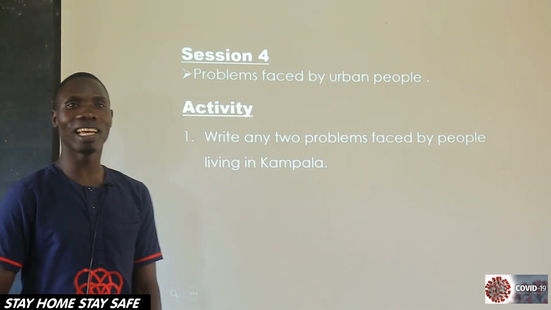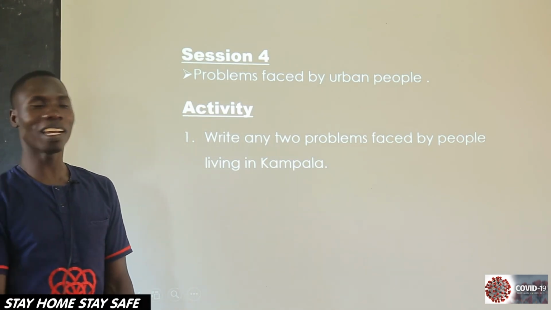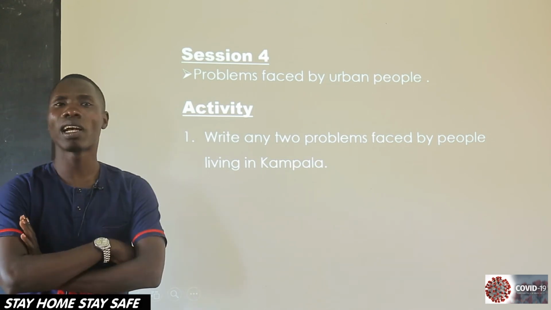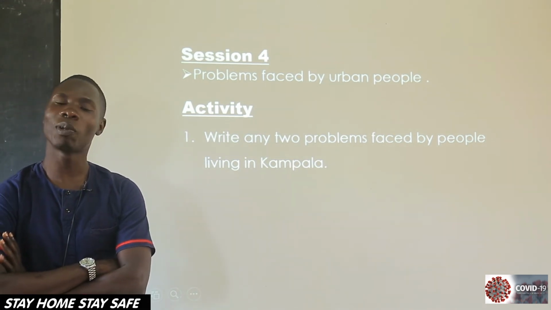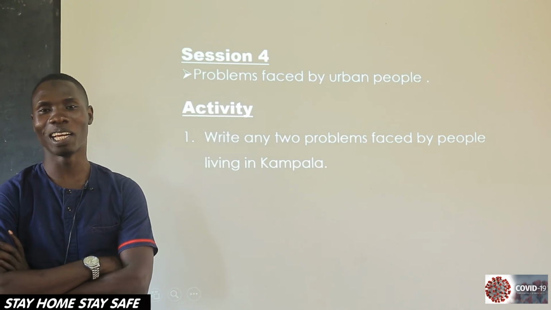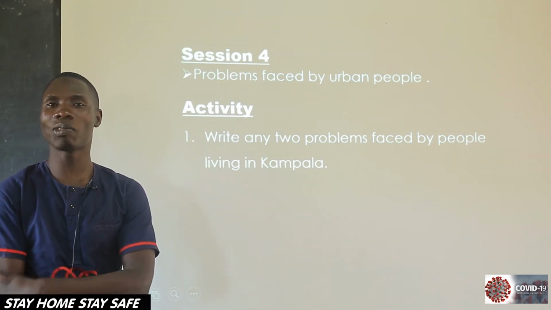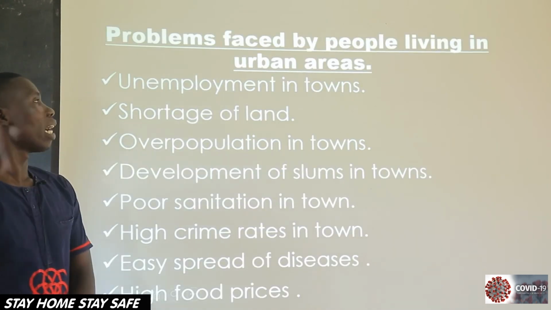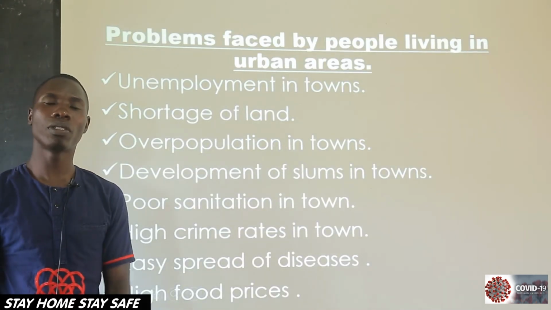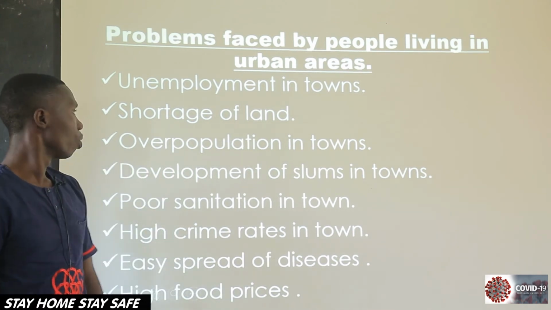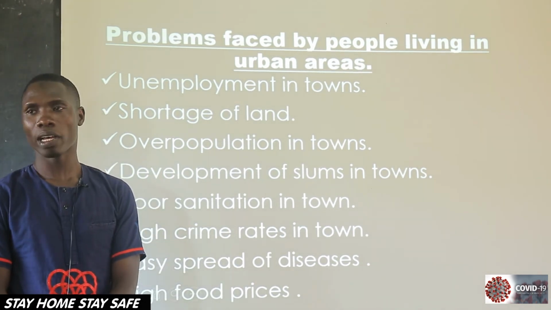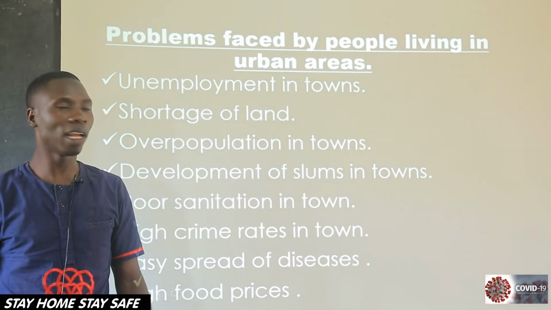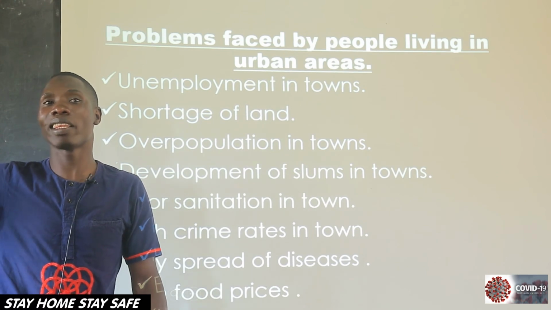This is my last slide, and I give you an activity. And what is it about? Problems faced by people living in Kampala or urban areas. What problems do we go through in Kampala? Do you sometimes sleep without food? Okay, I'm going to find out. One, unemployment. No jobs due to high population. Two, shortage of land. You can imagine where your land passes. Just a smaller piece is your land. The next one is someone whose land is like that.